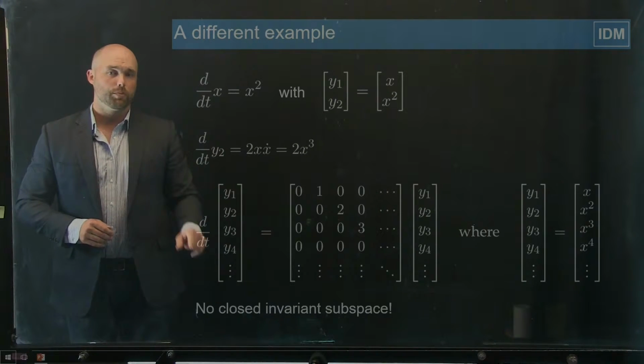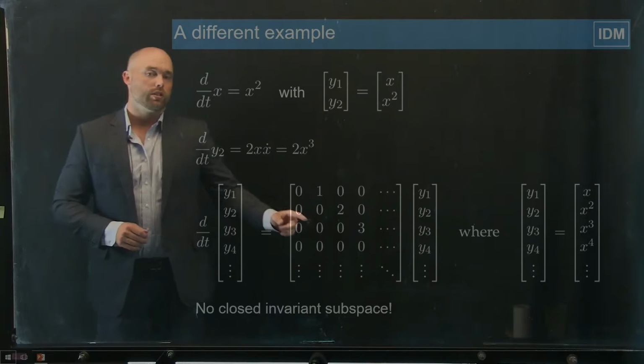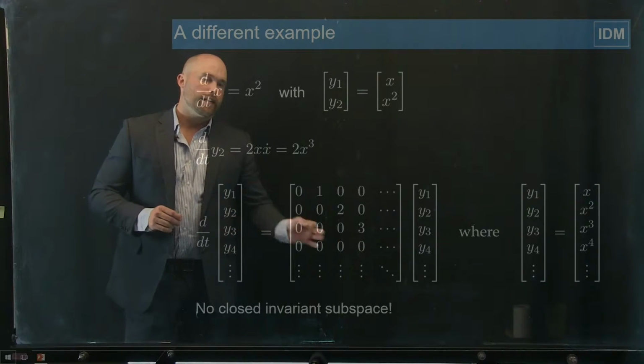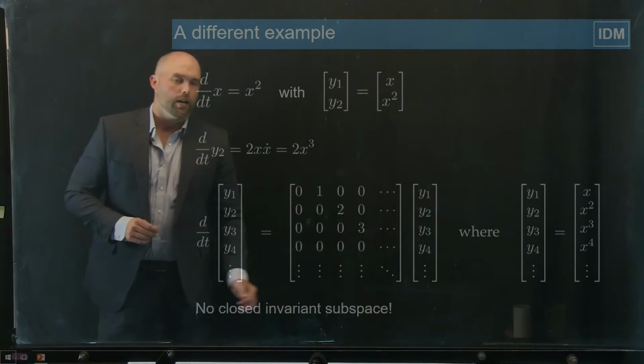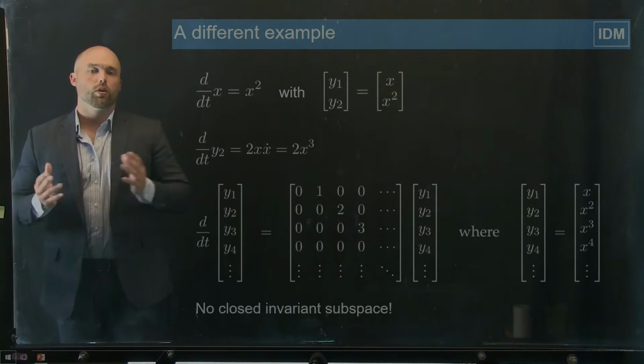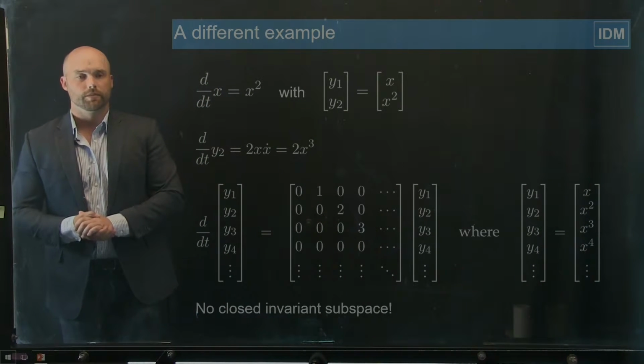So now as we start to build our Koopman linearized system, we actually do not get a closed invariant subspace, and we have to keep adding scalar observable functions to this set of equations. So we don't find a closed invariant subspace.